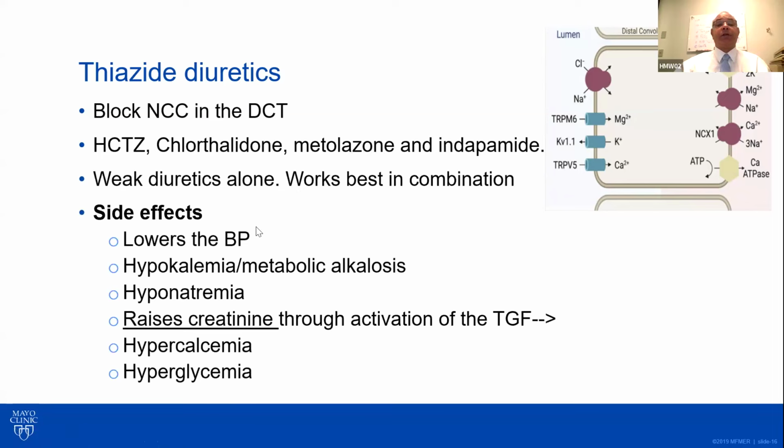Side effects are lowering the blood pressure, as with any other diuretic, hypokalemia and metabolic alkalosis. It will raise the creatinine. Every time hydrochlorothiazide is used, especially in situations where the kidney is vasoconstricted, it will cause activation of the tubuloglomerular feedback, decrease renal blood flow, and raise the creatinine. Hypercalcemia and hyperglycemia are also common side effects from hydrochlorothiazide.